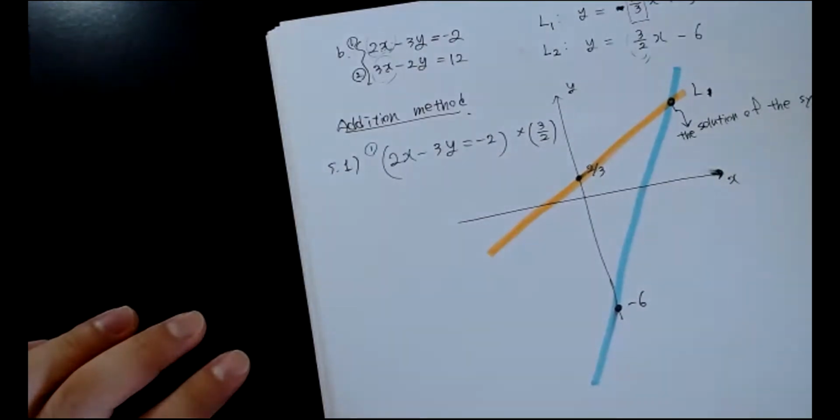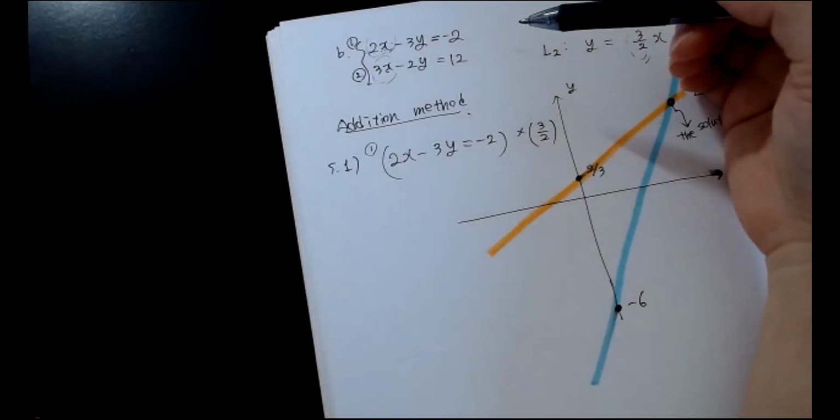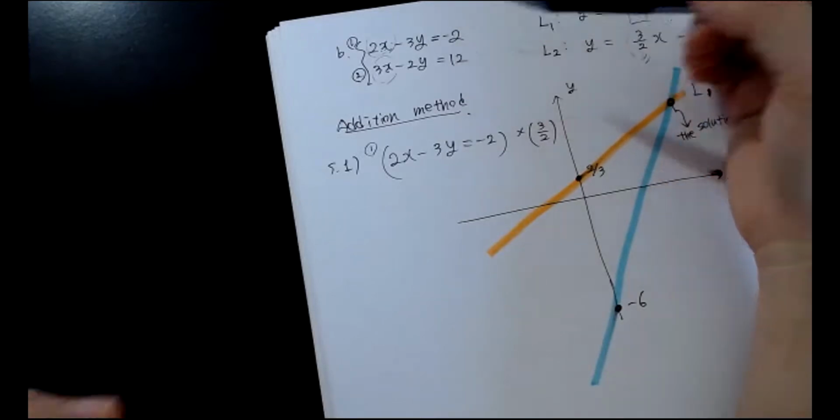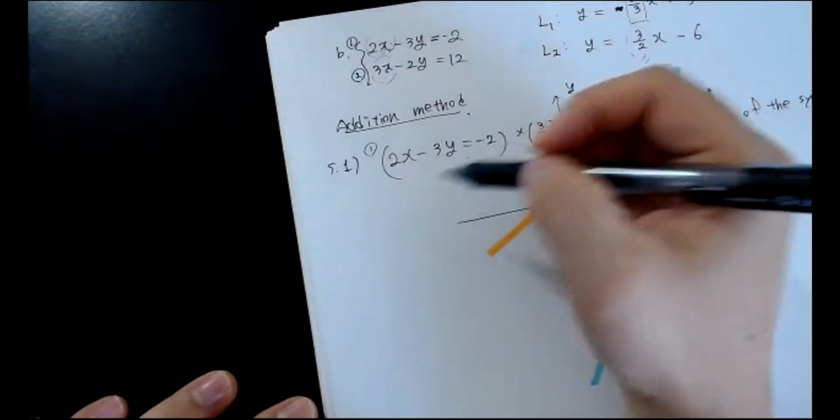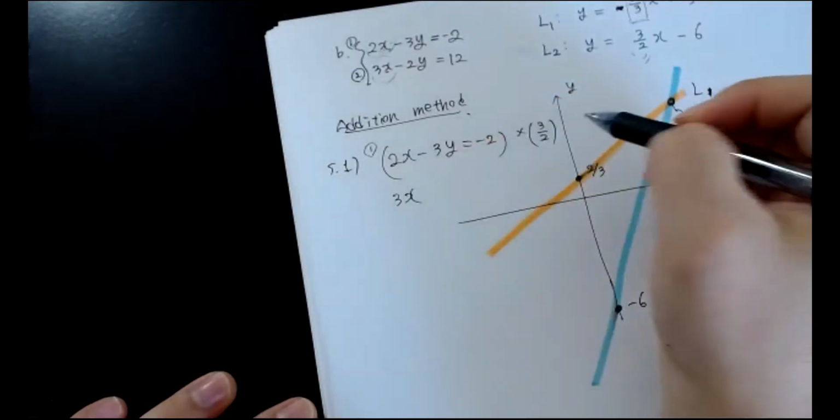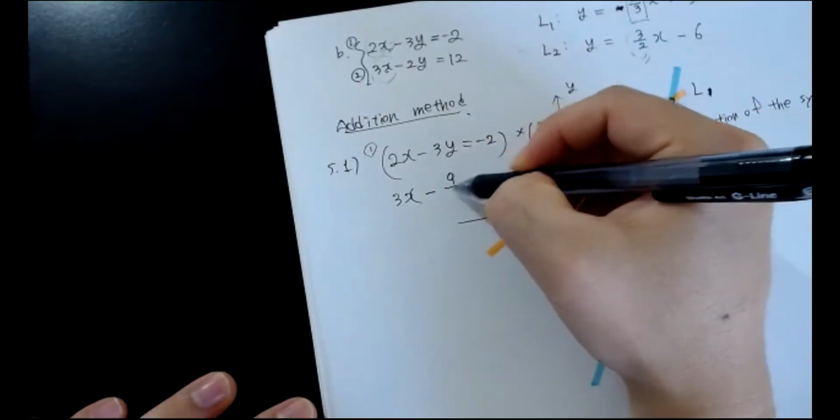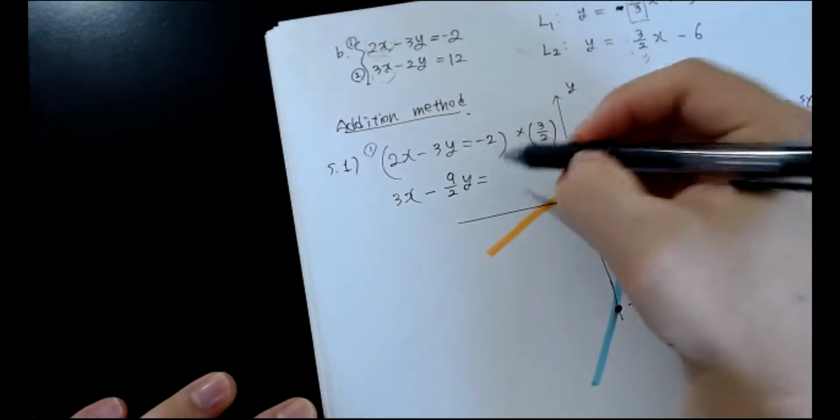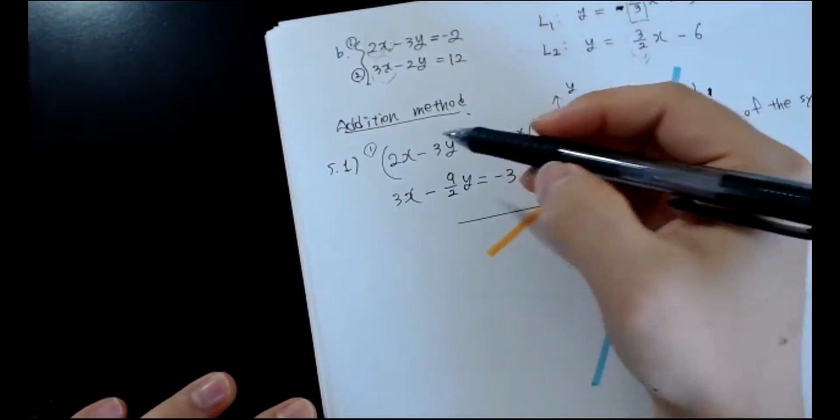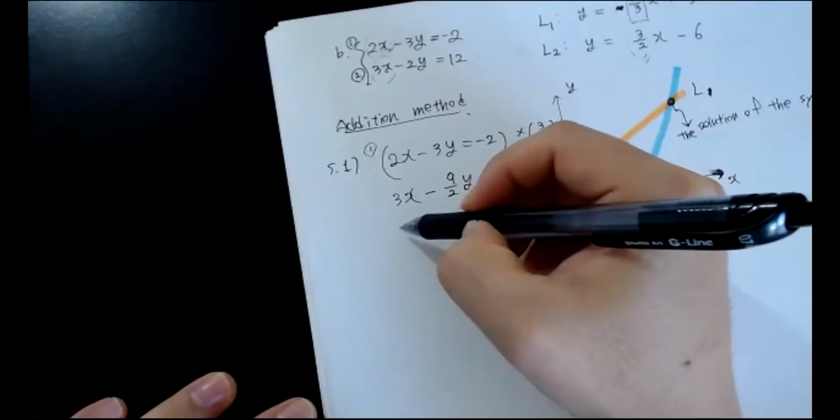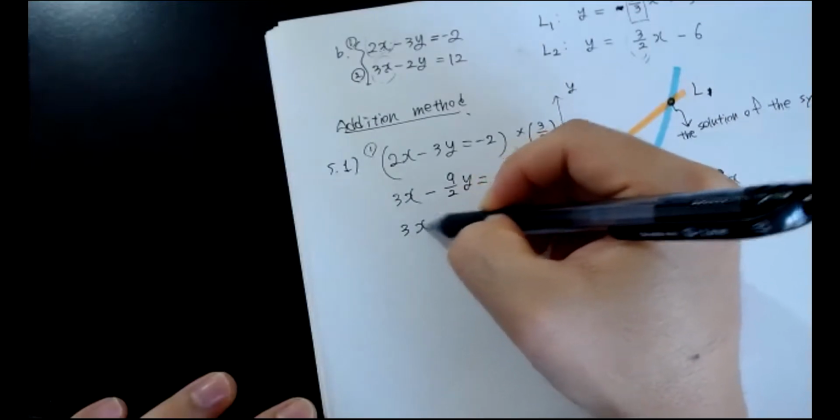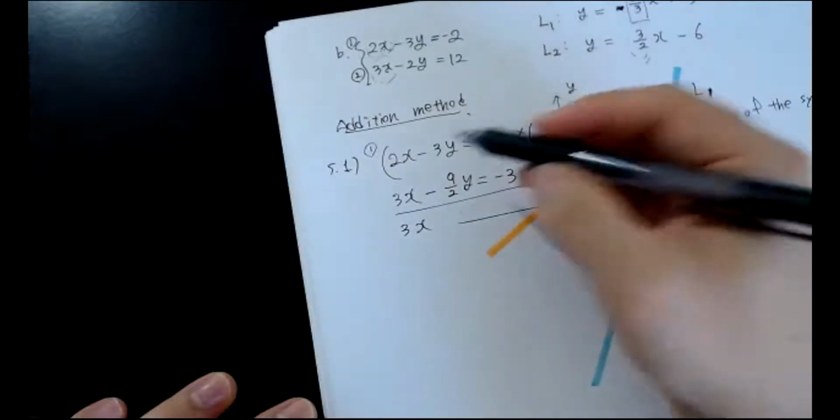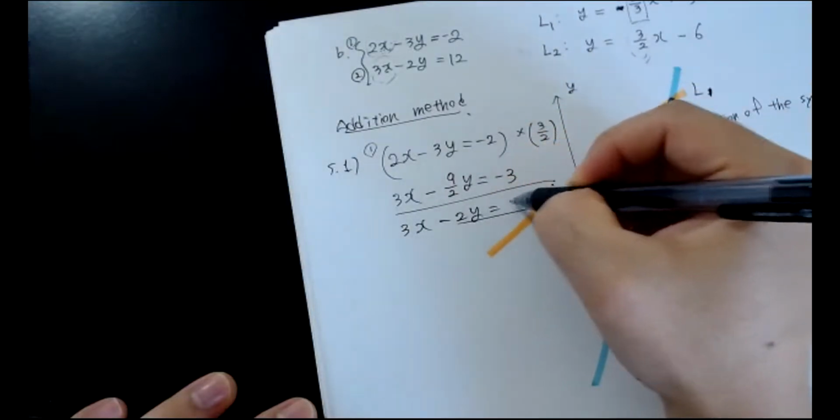Step one is to match the pair of coefficients of x to be the same, or the pair of coefficients of y to be the same. Either one. So now we got 3x minus 9 over 2y is equal to negative 3. The first equation becomes this, and then we just copy the second equation beneath this one. So 3x minus 2y is equal to 12.